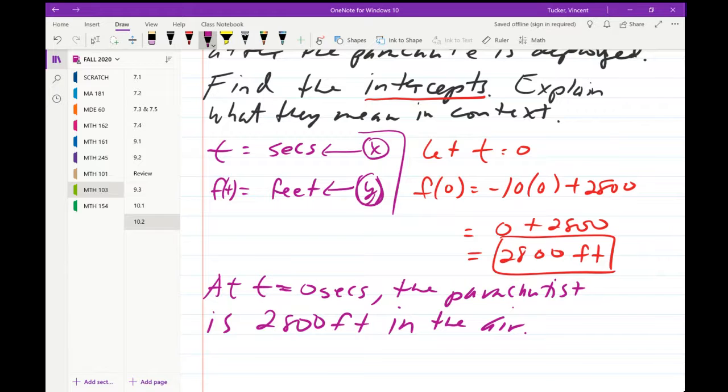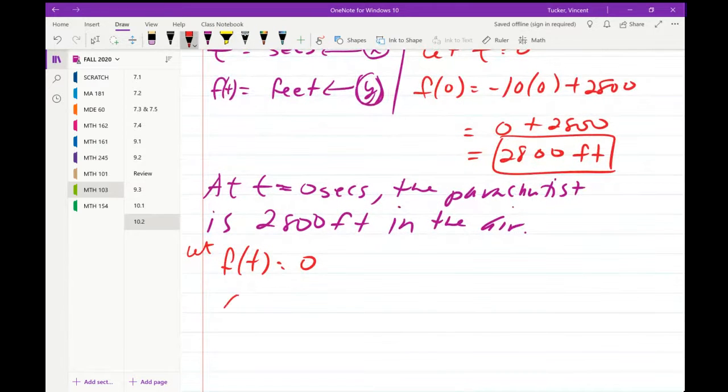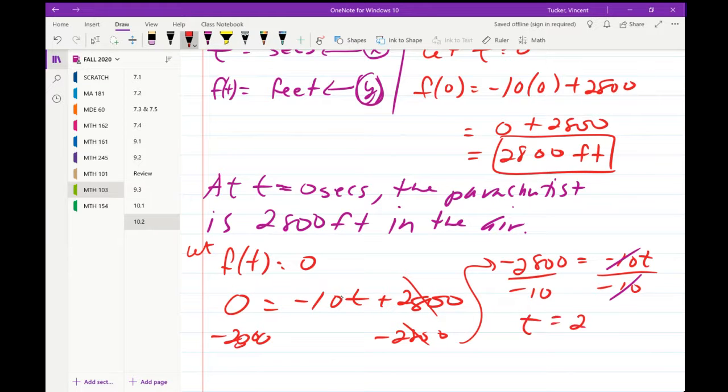All right. The other one, we want to let F of T be equal to zero. So we're looking at zero is equal to negative 10T plus 2,800. We can subtract 2,800 from both sides. Then divide by negative 10. T is equal to 280. And don't forget your T is in seconds, 280 seconds.